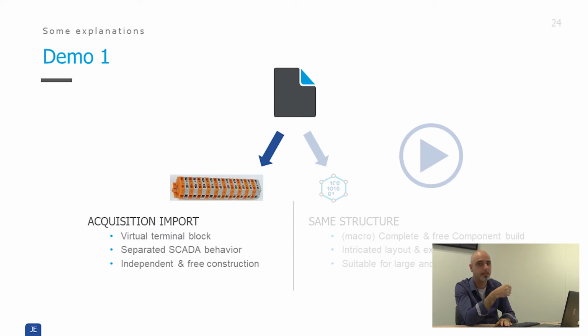The first one is the acquisition import. It aims to replicate, to build a virtual terminal block inside the application while you are using the Panorama importation tool. And then you only need to pick the values and commands from and to the HMI layout, the HMI part. This gives you the opportunity to build a different navigation, layout, and tree view on the HMI side. And this is also a single and simple approach.